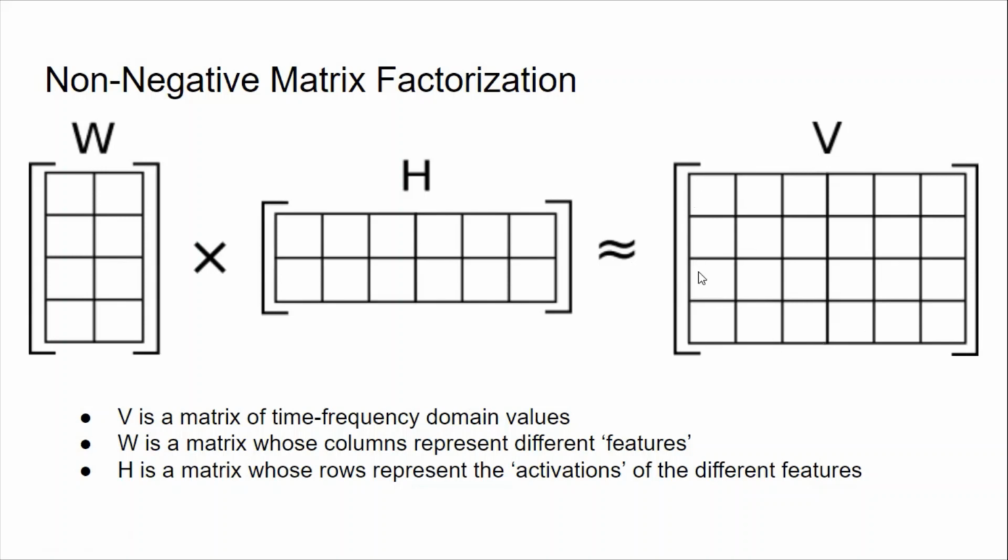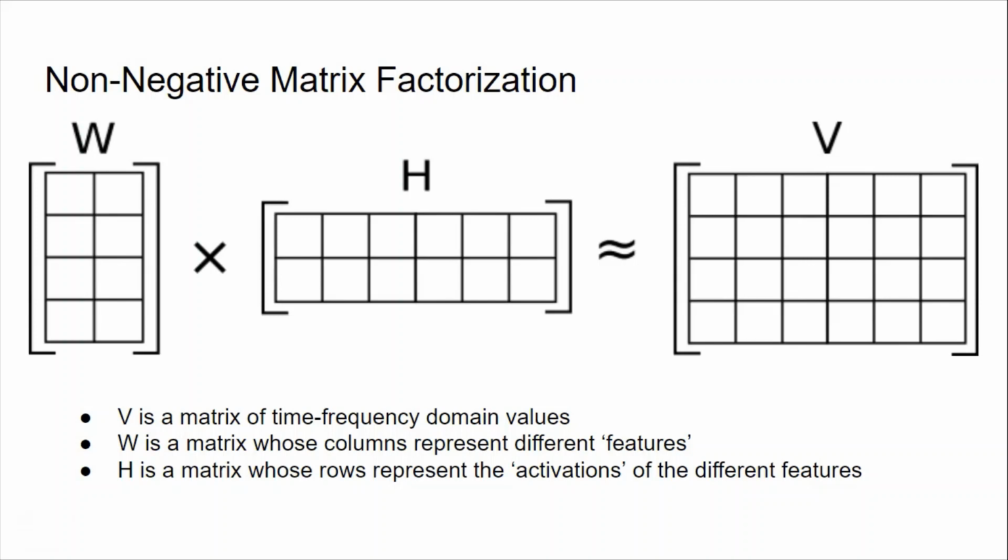So you have this time-frequency representation of your data. You could think of it as a heat map. It's usually going to be a spectrogram. We'll discuss that later. And you're breaking this up into 2 separate matrices, the W matrix and the H matrix. The W matrix has columns that represent the different features. In this case, the columns would be the different frequencies that are most prevalent in a signal.